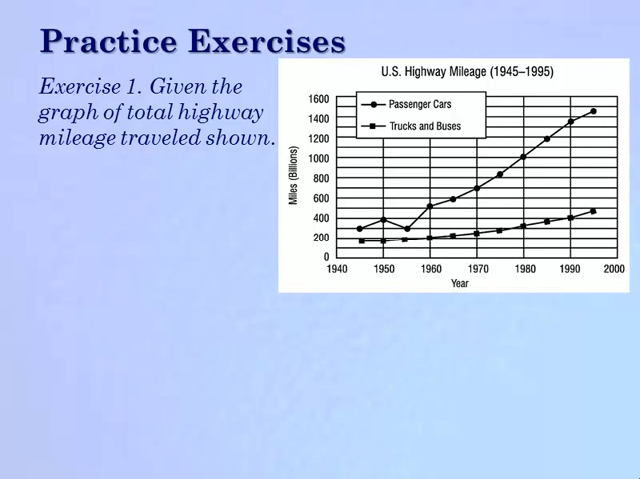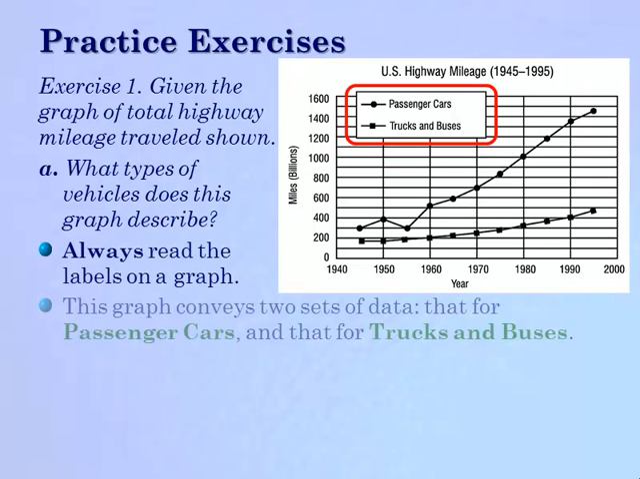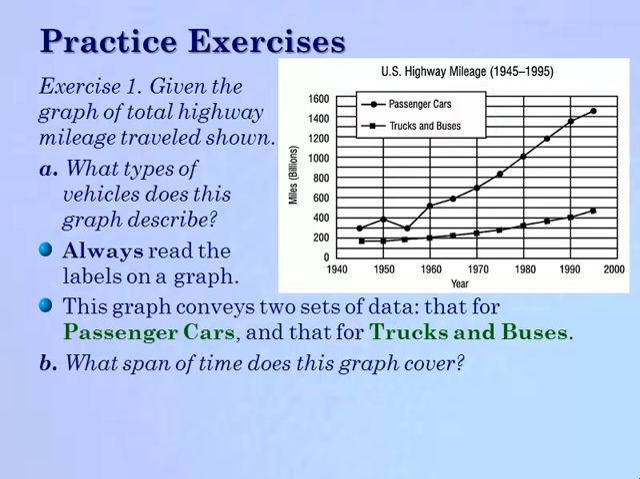So let's take a look at some of the practice exercises. This is our chance to build up our confidence and see some real-world scenarios of problem solving with graphs and rectangular coordinates. So the first one is, given a graph of total highway mileage as shown here, you're going to have to practice reading these graphs. So what type of vehicle does this graph describe? We look at the graph and the legend and we see here that it's passenger cars and trucks and buses. So there are two sets of data on this chart. The square little dots and the round little dots distinguish between the two types. So we have to look at that closely to distinguish which is which.